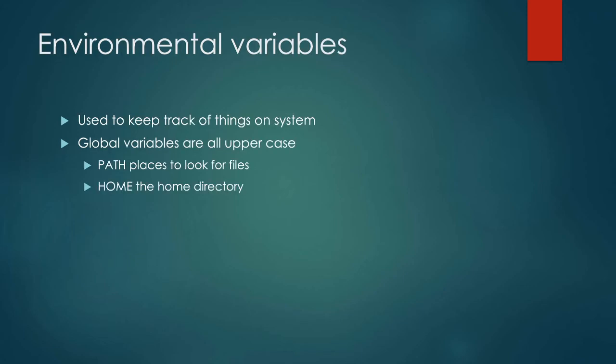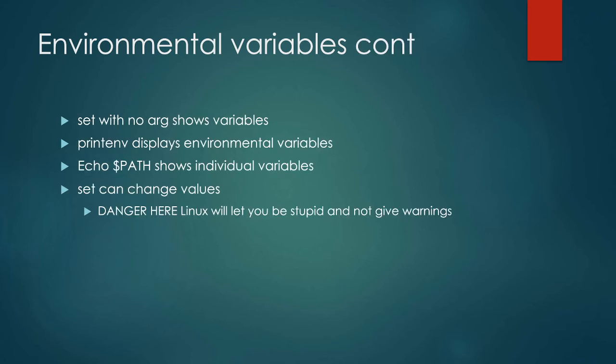Environmental variables give you the ability to track things on the system. Global variables such as PATH or HOME are all in uppercase, and PATH is the path where you're looking for files, or HOME is literally, as it says, the home directory. If you do set and don't pass it any arguments, then you're going to see the variables. If you do printenv, all one word, you're going to display the environmental variables. If you use echo, you can actually see the contents of those variables. So for example, you could say echo $PATH.